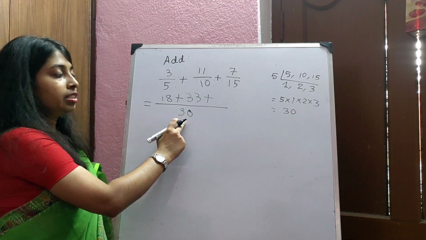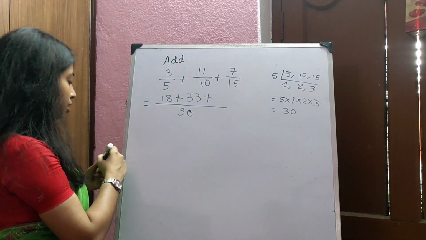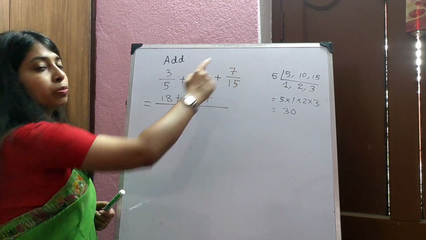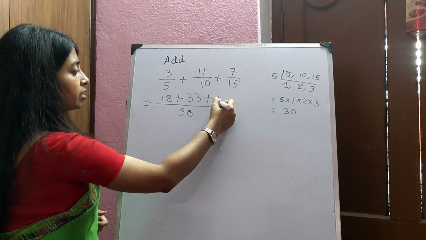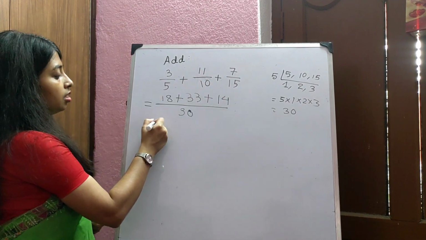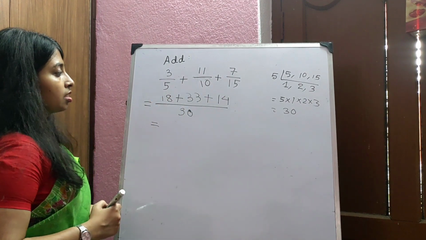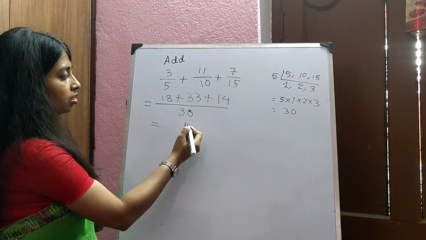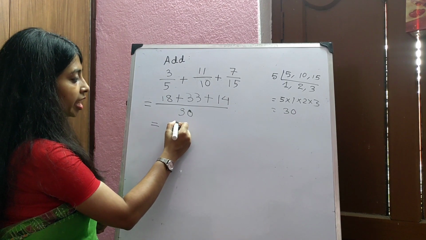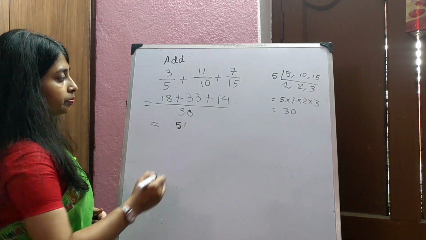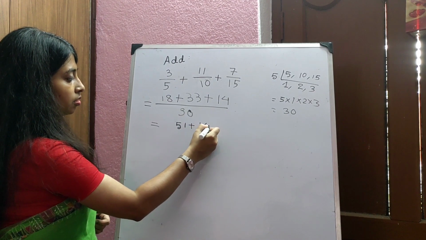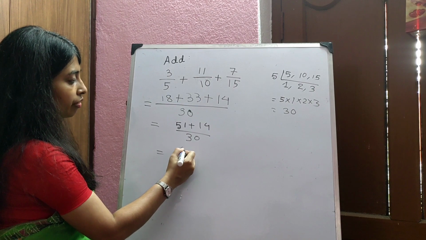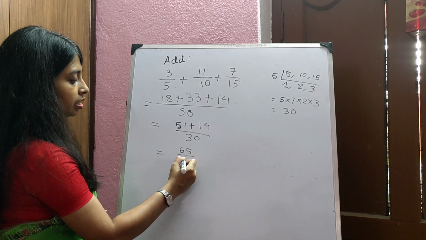15 into how much is 30? If you see the multiplication table of 15, 15 into 2 is 30. That 2 will be multiplied with its numerator. So 2 multiplied by 7 is 14. Now we have to add all of these. 18 plus 33: 3 plus 3 is 6, 8 plus 1... we have carry 1. So it will give us 51 plus 14 by 30. 51 plus 14 is 65 by 30.